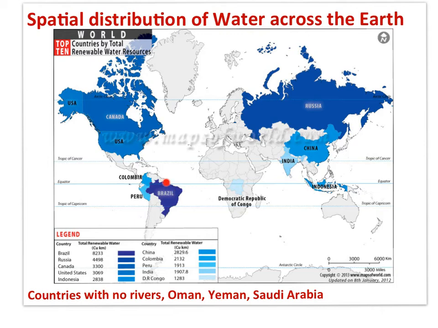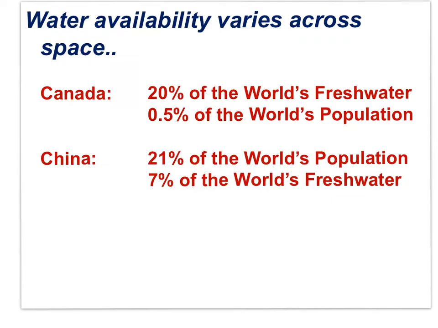Some countries like Brazil, Russia, and Canada have a lot of available fresh water. Other countries like Oman, Yemen, and Saudi Arabia have no surface water at all. The market value of water as natural income will vary with its availability. The value of water will vary regionally based on availability.